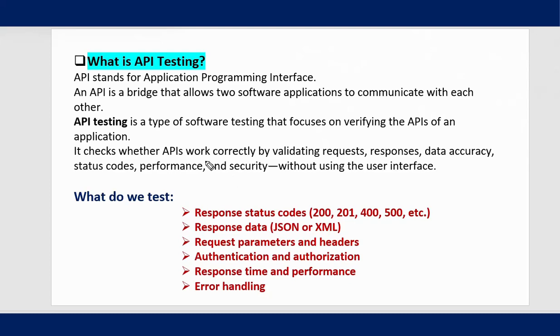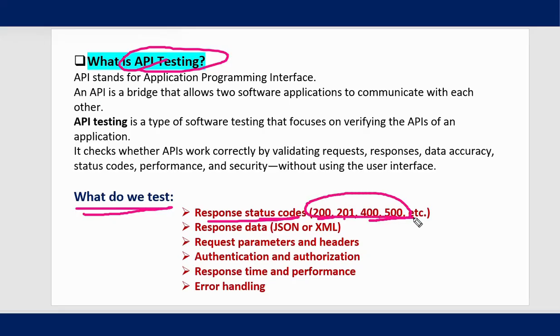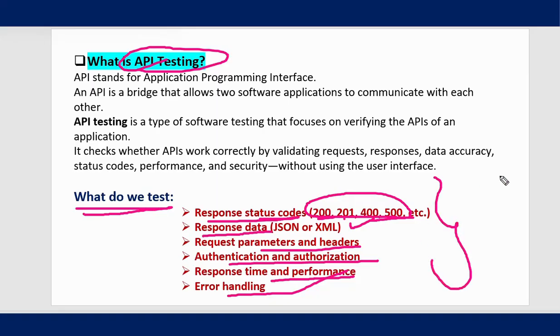Now, what do we test in APIs? In API testing, we test the response status codes. There are many status codes: 200, 201, 400, 500. These kinds of status codes we have to test. Then we check the response data in JSON or XML, request parameters and headers, authentication and authorization, response time and performance, and also error handling. All these things we will be testing in API testing.